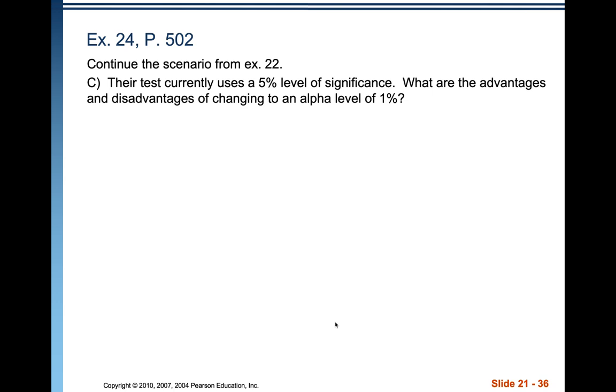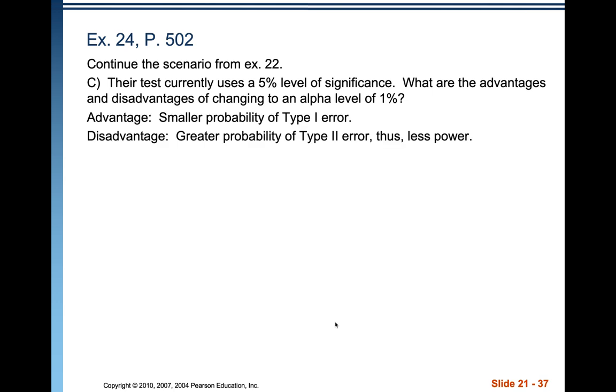The test currently uses a 5% level of significance. What are the advantages and disadvantages of changing to an alpha level of 1%? Well, the advantage would be that you have a smaller probability of a type 1 error. You reduce alpha, you reduce the probability of a type 1 error. The disadvantage is that you're going to have a greater probability of a type 2 error. And in this scenario, everybody probably thinks that type 2 error would be the worst of 2 bad situations. It's better to commit a type 1 error than a type 2 error. And anytime you increase type 2 error, you lower power.